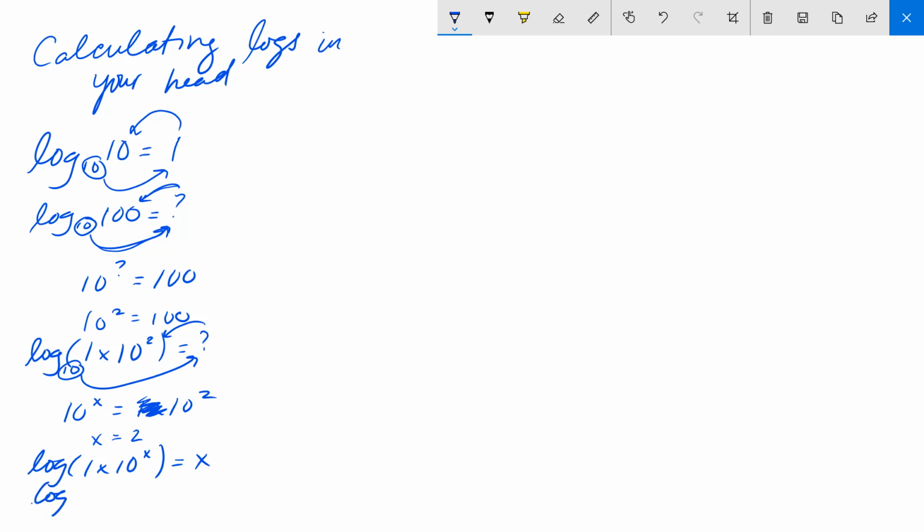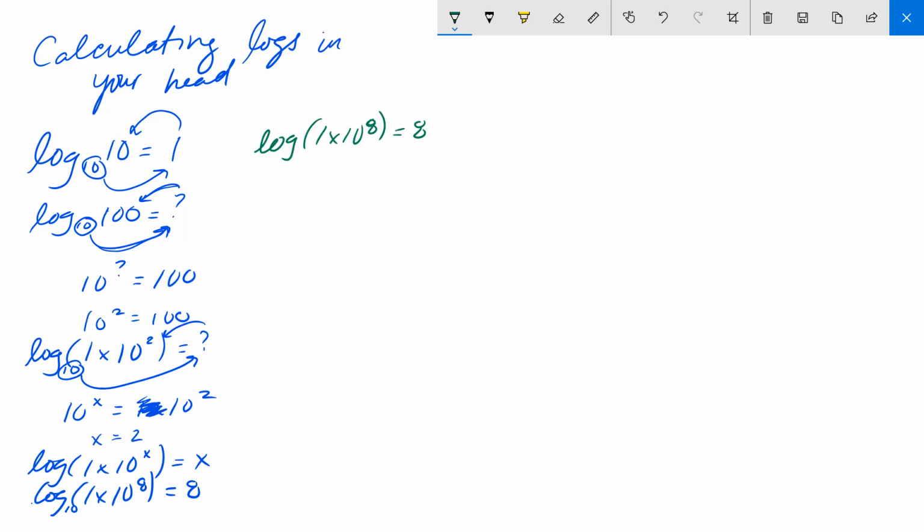So if you had the log of 1 times 10 to the 8th, that would be equal to 8. Again, because what we're saying with the log is 10 to what power is equal to 10 to the 8th. Well, 10 to the 8th is equal to 10 to the 8th.